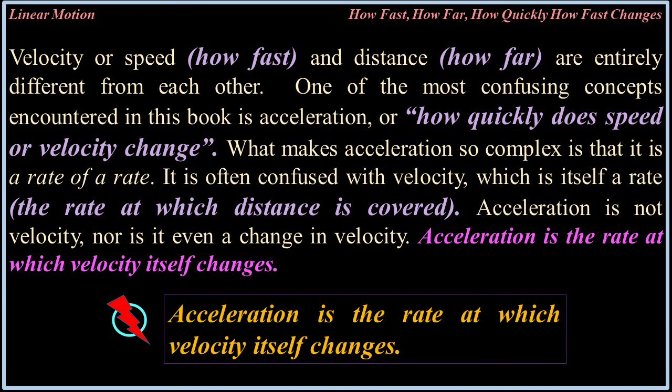Velocity or speed, how fast, and distance, how far, are entirely different from each other. One of the most confusing concepts encountered in this book is acceleration, or how quickly speed or velocity does change. What makes acceleration so complex is that it is a rate of a rate. It is often confused with velocity, which is itself a rate, the rate at which distance is covered.